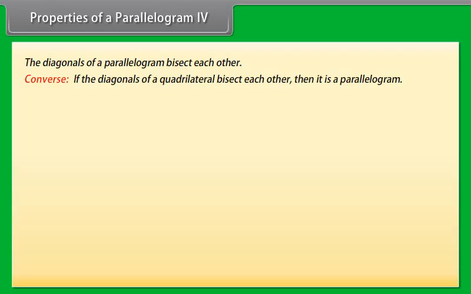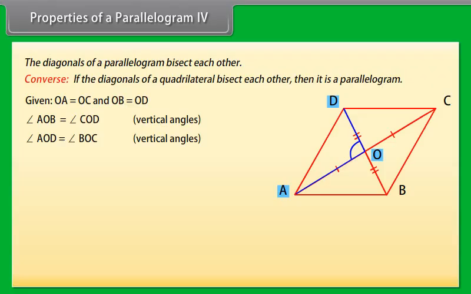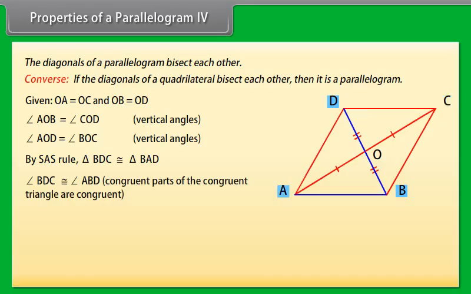Let us prove it. It is given that OA is equal to OC and OB is equal to OD. Angle AOB is equal to angle COD because these are vertical angles. Similarly, angle AOD is equal to angle BOC. So, by SAS rule, triangle BDC is congruent to triangle BAD. Therefore, angle BDC is congruent to angle ABD. Congruent parts of congruent triangles are congruent.